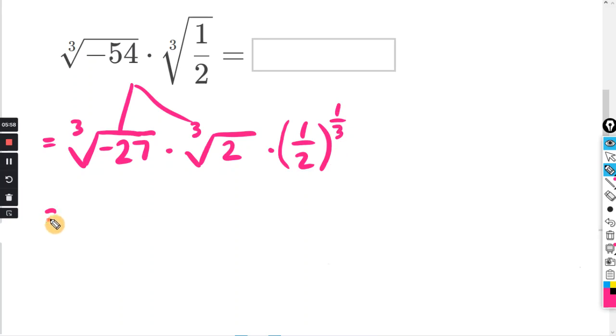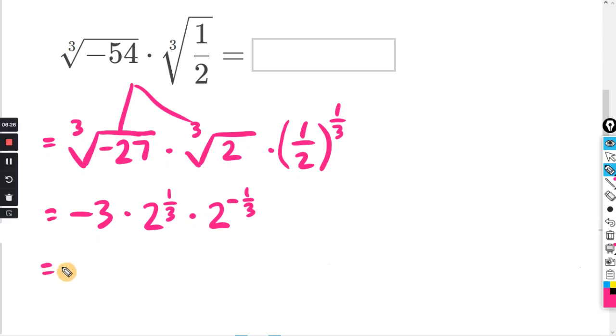Now, the third root of negative 27 is just negative 3. If you multiply negative 3 three times, you'll get negative 27. This is the third root of 2, so that's going to be 2 to the 1/3. And if I take the reciprocal of 1/2, I can make that a 2, and the 1/3 becomes negative, so that's going to be a negative 1/3.